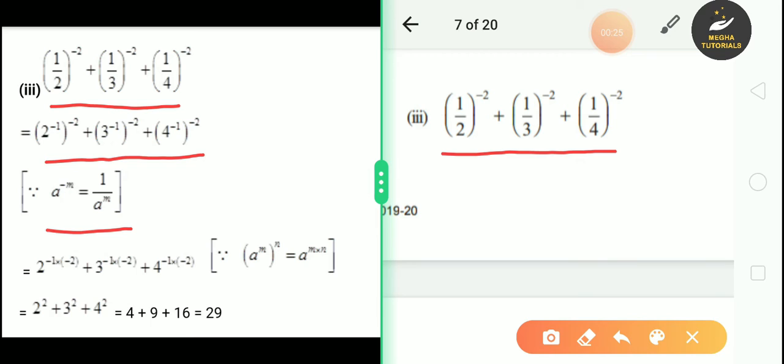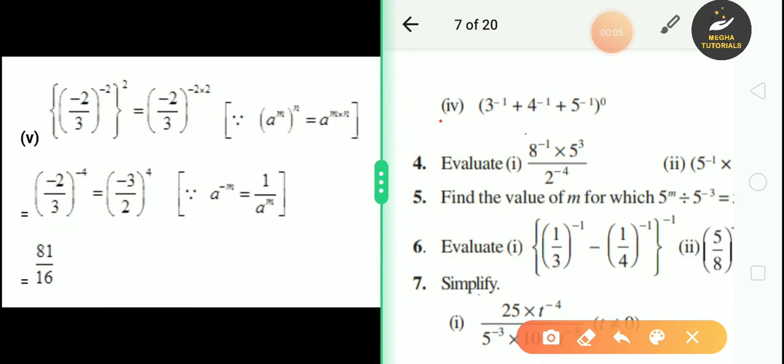Then using the law (a raised to m) raised to n is equal to a raised to m into n, we can multiply each power. So we will get 2 raised to minus 1 into minus 2, 3 raised to minus 1 into minus 2 and 4 raised to minus 1 into minus 2. Minus minus will be plus, so we will get 2 raised to 2 plus 3 raised to 2 plus 4 raised to 2. So 2 square is 4, 3 square is 9 and 4 square is 16. So 4 plus 9 plus 16 is equal to 29.